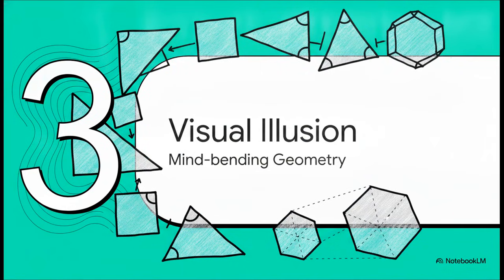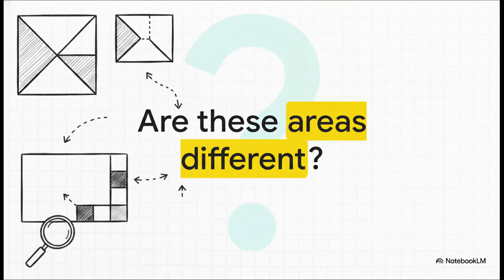Section 3, the visual area illusion. We've done the math. Now let's look at a totally mind-bending twist from an illustrative mathematics task. Look closely at this. We start with a standard 8 by 8 square, which we all know has an area of exactly 64 square units. Now, it's cut into 4 specific pieces. But watch what happens when we rearrange those exact same pieces. They suddenly appear to form a 5 by 13 right triangle.